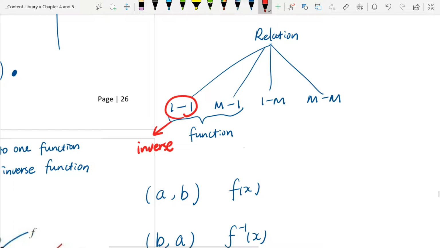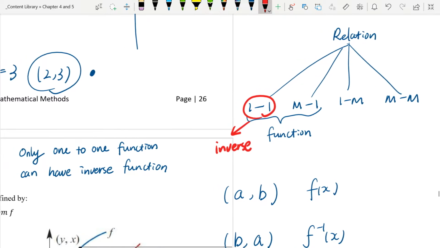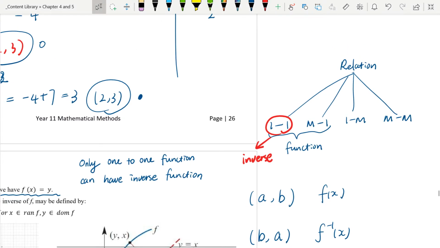It's a one-to-many relation now, so it's not even a function. So I cannot find an inverse function using a many-to-one function. When you swap it, it becomes one-to-many, not a function anymore. That's why only one-to-one. If you swap one and one, it's still one and one. That's the only case where the original is a function and the inverse is a function as well. So that's the restriction.